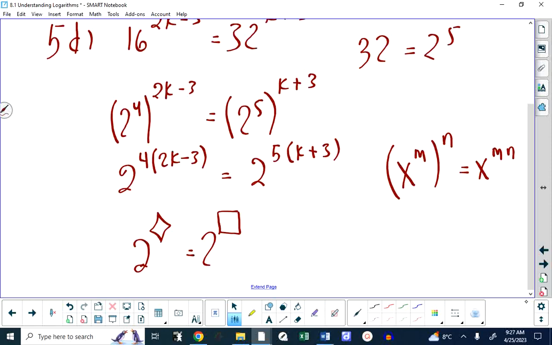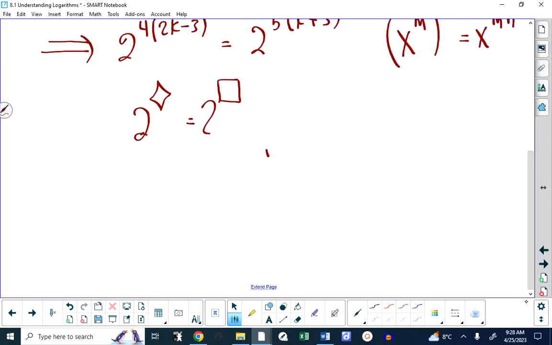And you are using a rule here that says you're multiplying the exponents. That multiplication is not being shown in this line. It's happening in your brain. So I would recommend writing this line.